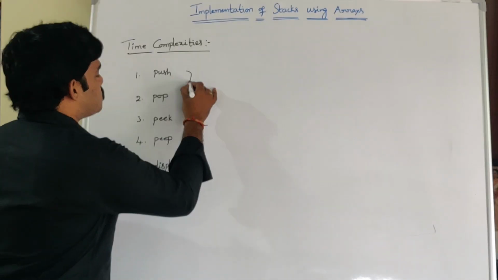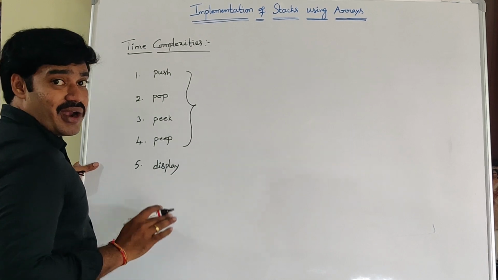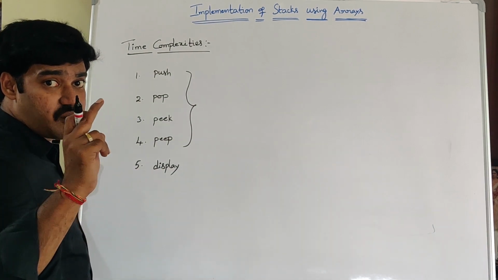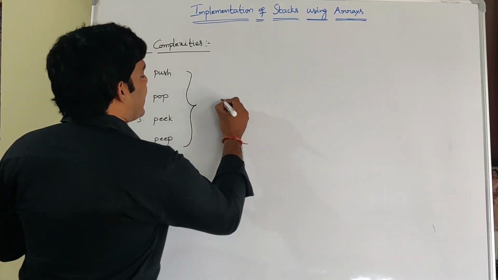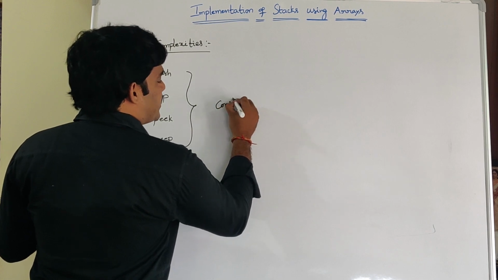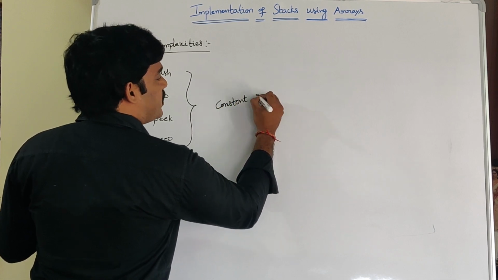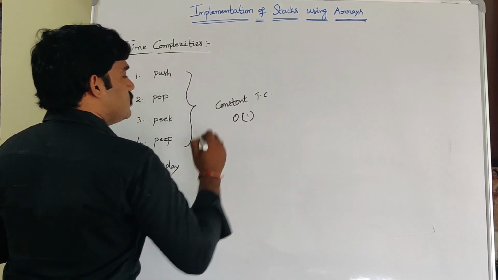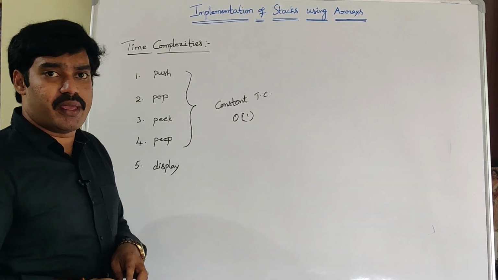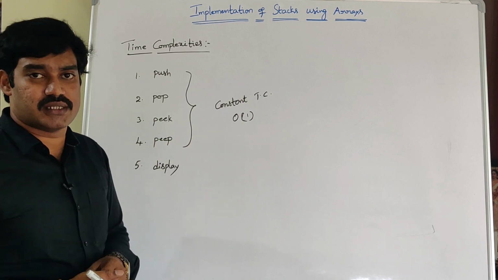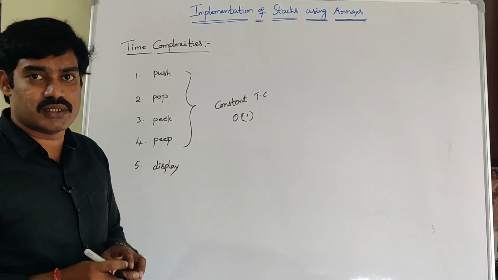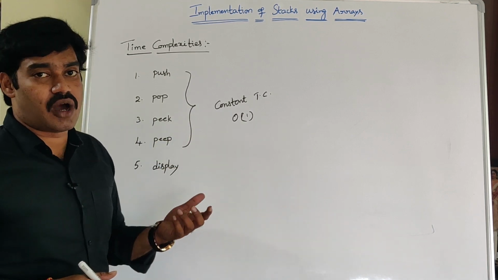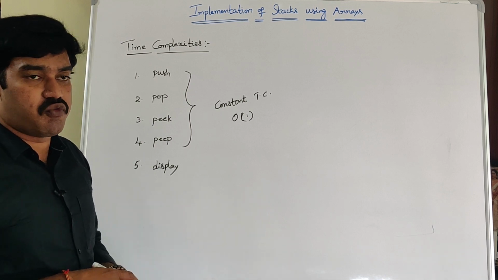Coming to push, pop, peek and peep, we are not using any loops in the definitions of those functions. That's why what is the time complexity? Constant time complexity, that is big O of 1. In push, pop, peek and peep, we are using simply if-else blocks. We are not using any loops. That's why the time complexity is constant, big O of 1.